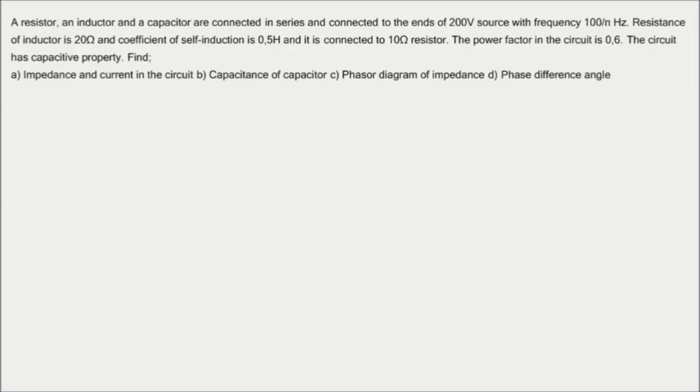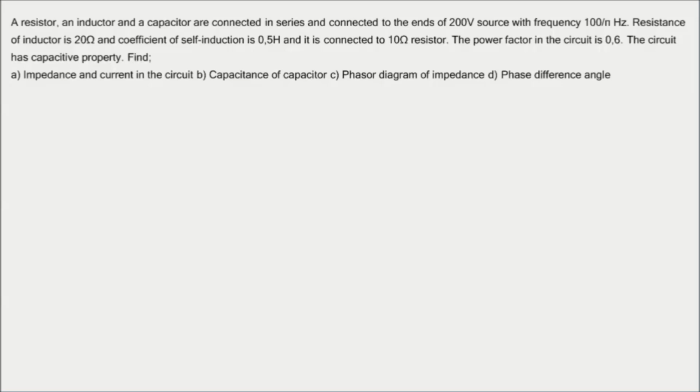A resistor, an inductor, and a capacitor are connected in series to a 200 volt source. Frequency is 100 over pi hertz. Resistance of the inductor is 20 ohm. Self-inductance is 0.5, and it is connected to a 10 ohm resistor. Power factor is 0.6, and the circuit has capacitive property. This is the important information about this question.